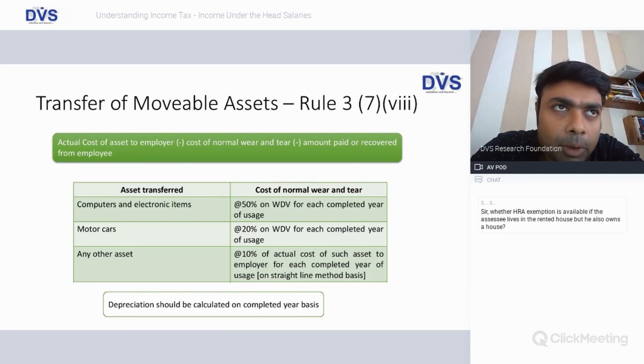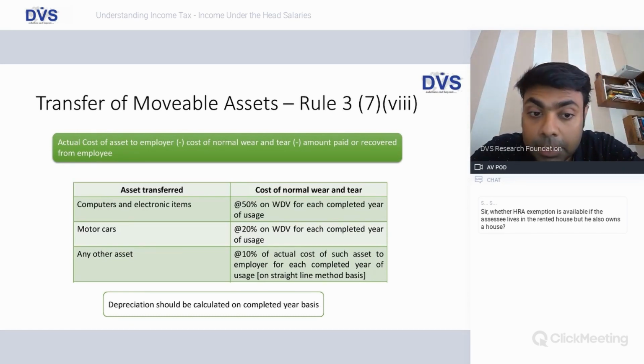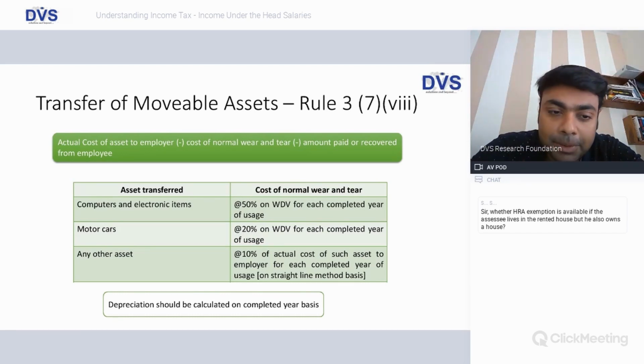But from an employee standpoint, he would still think that the car is worth much more because he's been using the car and he's getting a 10 lakh car for 5 lakhs. To determine what is the value of that car, the income tax department has given a mechanism for this. They say 20% of WDV for each completed year of usage, but the depreciation for regular tax purposes is 15%. You ignore whatever is the rate of depreciation. You go by what they have provided here.